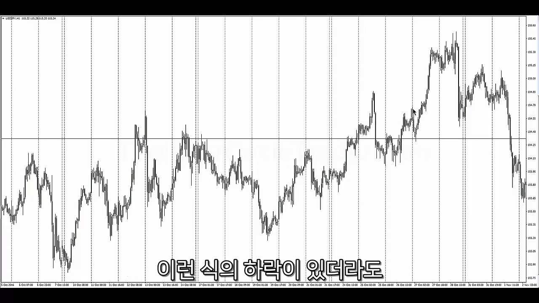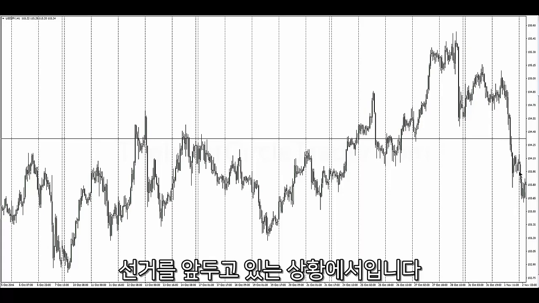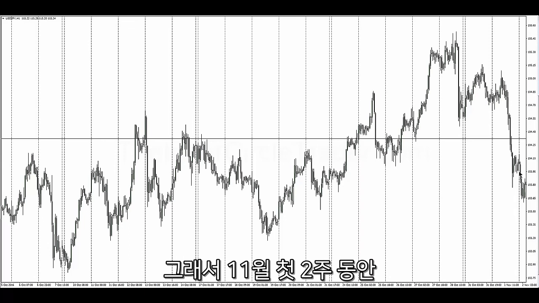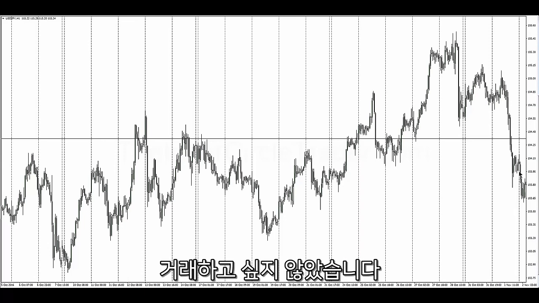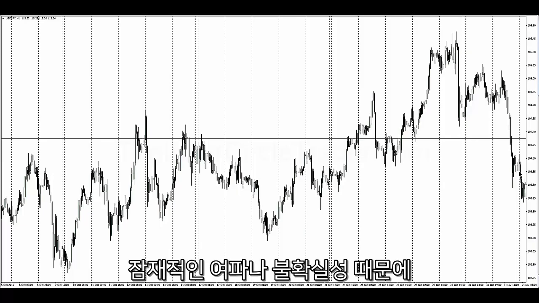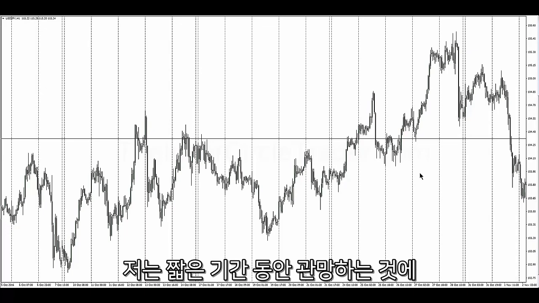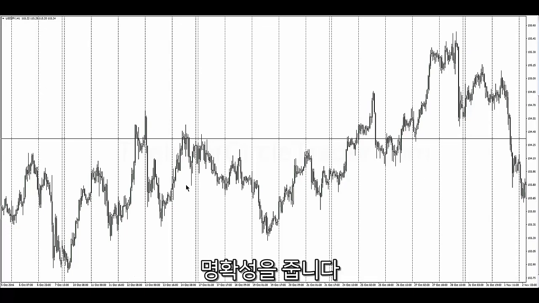Even if there's going to be steep declines like this, this is all on the heels going into the election again. I can't stress this enough. That's the reason why I was on the sidelines the entire first two weeks of November. I just didn't want to be trading because of the potential fallout or the uncertainty. And that's okay with me. I have no problem being on the sidelines for a short period of time. It allows me clarity.